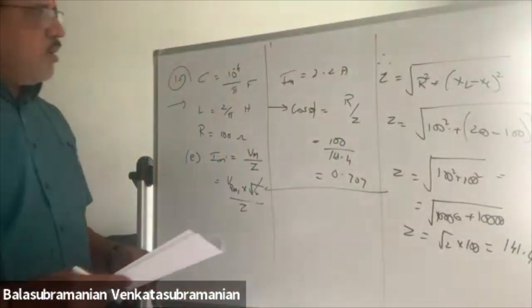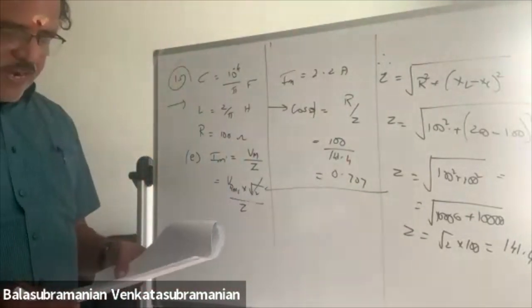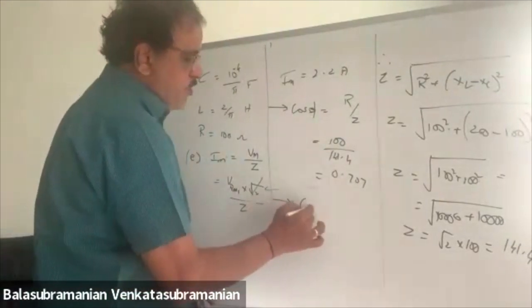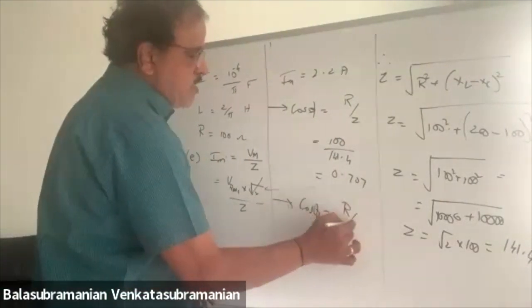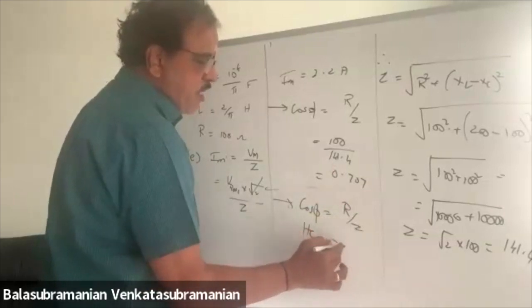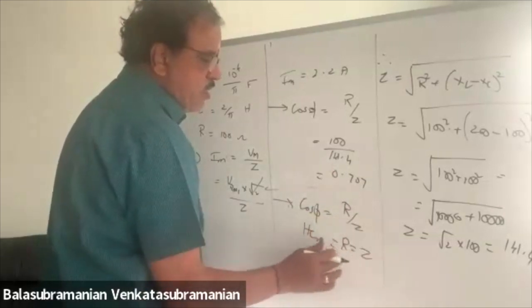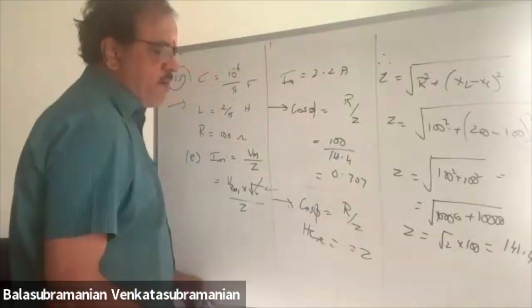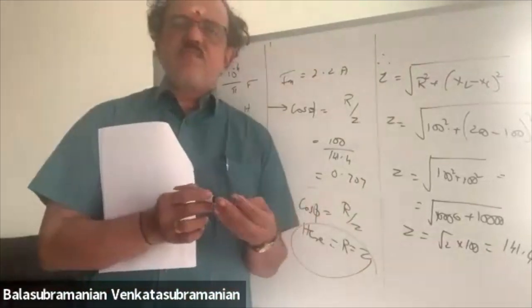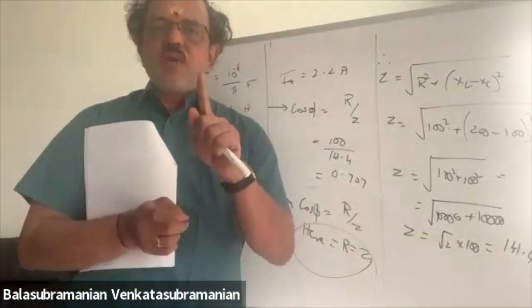Next, power factor at resonance. Cos phi is equal to R by Z. At resonance, both are equal. R is equal to Z. That is called resonance condition. So cos phi is 1.